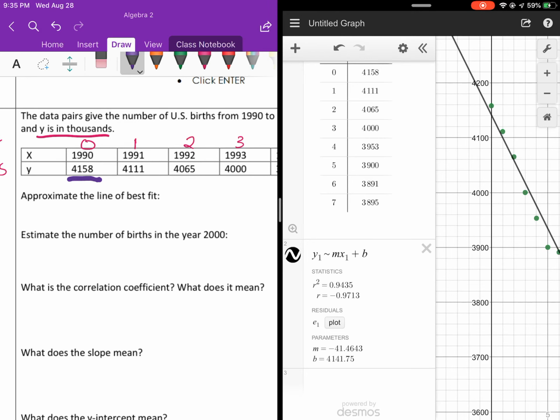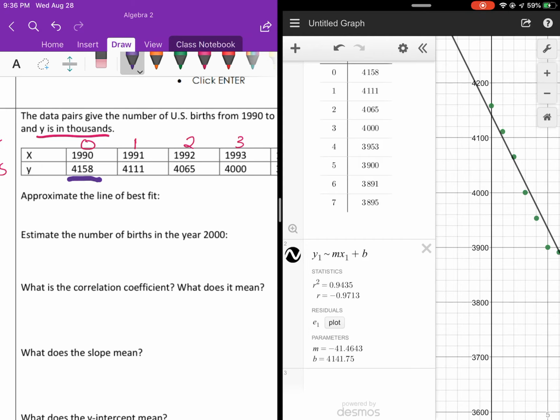So now you can see here, I was given the statistics, R squared, that's my coefficient of determination, and it's 0.94, so it's strong. That means that this model would be reliable to use to make predictions. And R equals -0.97. That means that the data and the line of best fit are strongly related. It has a strong relationship between the two, and it's a negative relationship. Then we don't have to worry about the residuals.